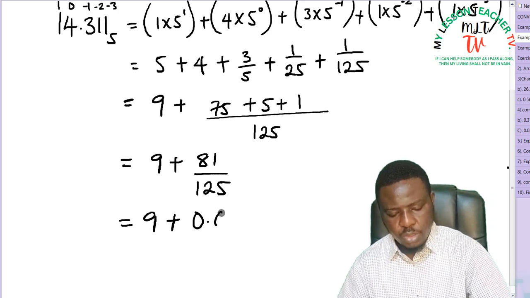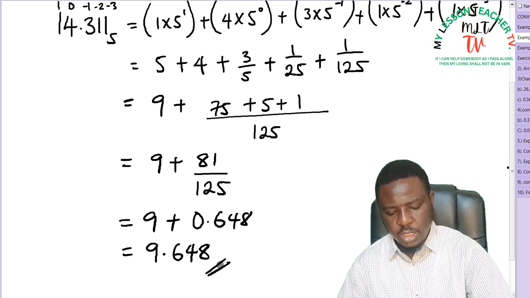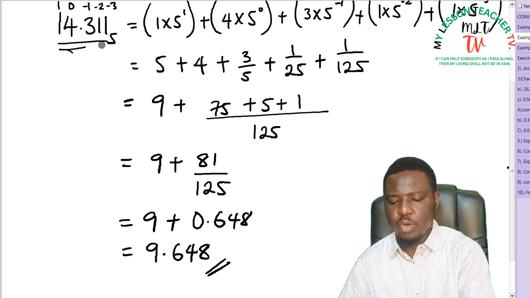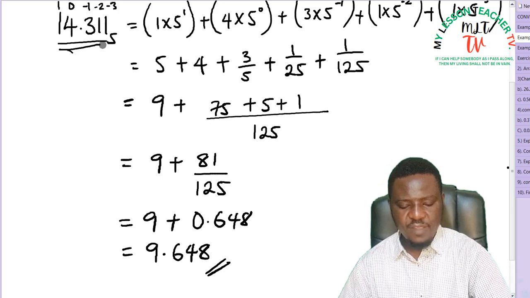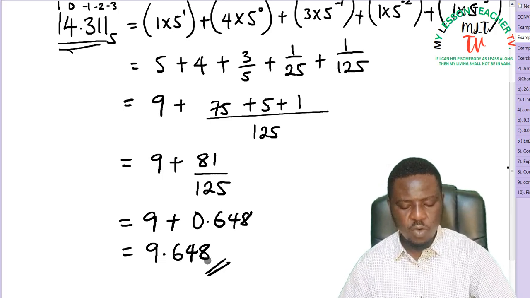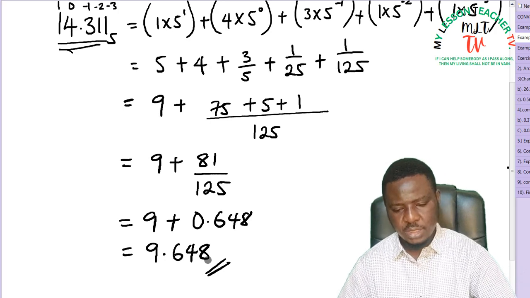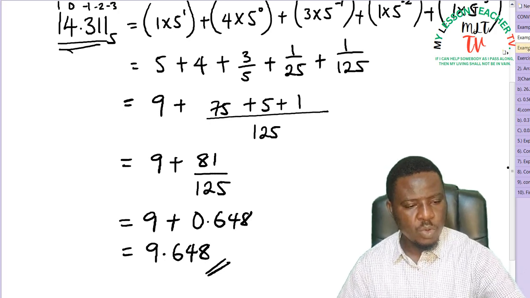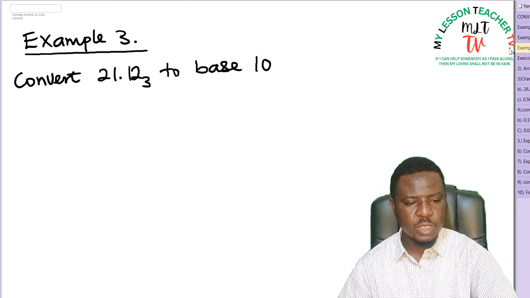0.648, and this is equal to 9.648. So 14.3115 in base 5 is equivalent to 9.648 in base 10. We take the next example.